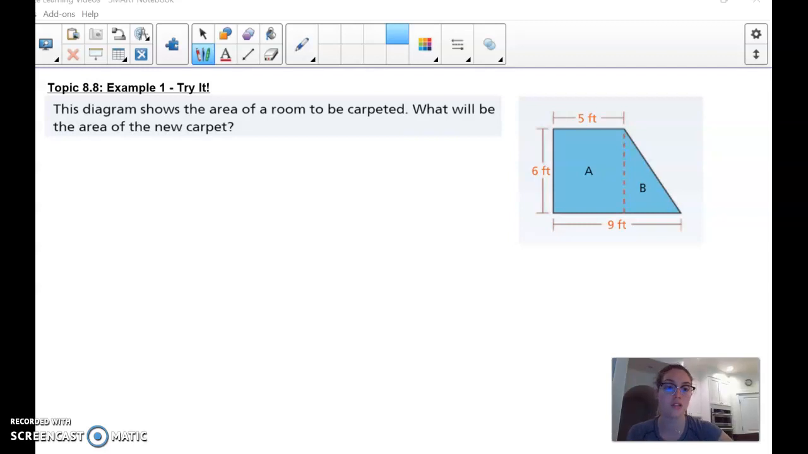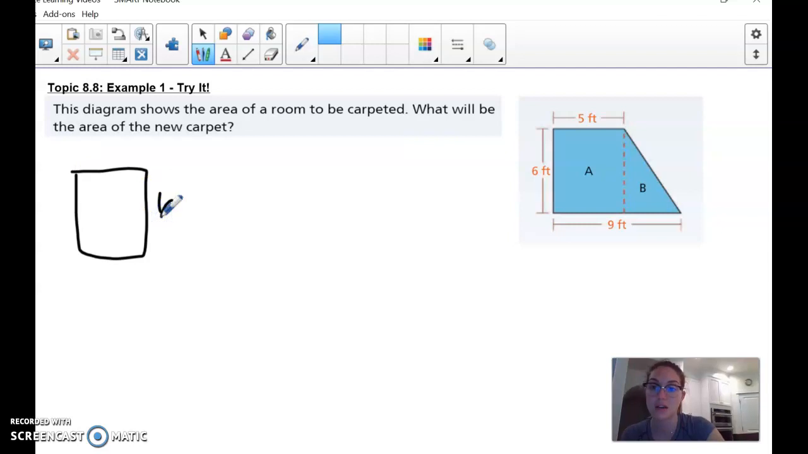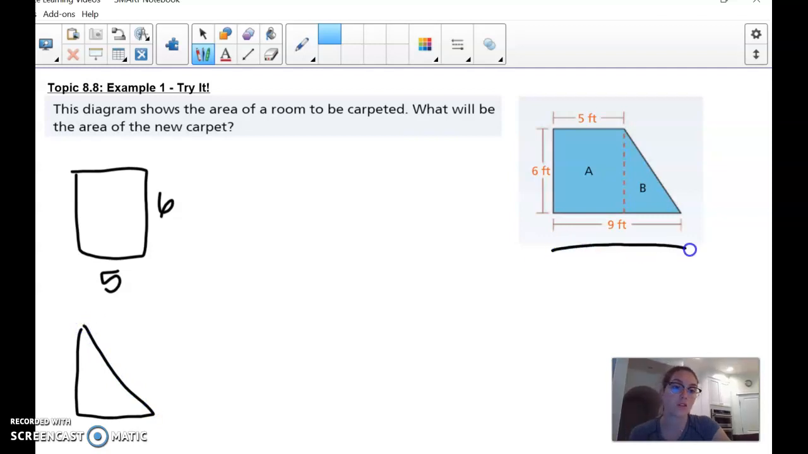I'm going to draw these shapes separately so I can figure out what shapes I actually need to find the area of in order to find our total area. So I have a rectangle whose height is 6 and width is 5. And then I also have a triangle. Now I know all the way across the triangle, from there to there, is going to be 9. But all I need to figure out is this length right here.